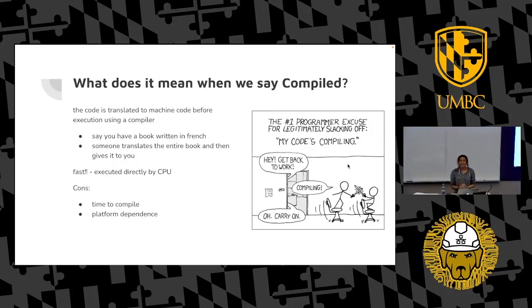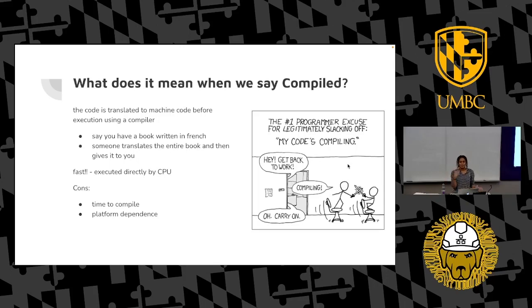Honestly, yeah. So what does it mean when a language is compiled? It means the code is translated into machine code before executing it on the computer. That's supposed to say computer, not compiler. Actually, no, I just read it wrong. It's translated by a compiler before it runs on the computer.